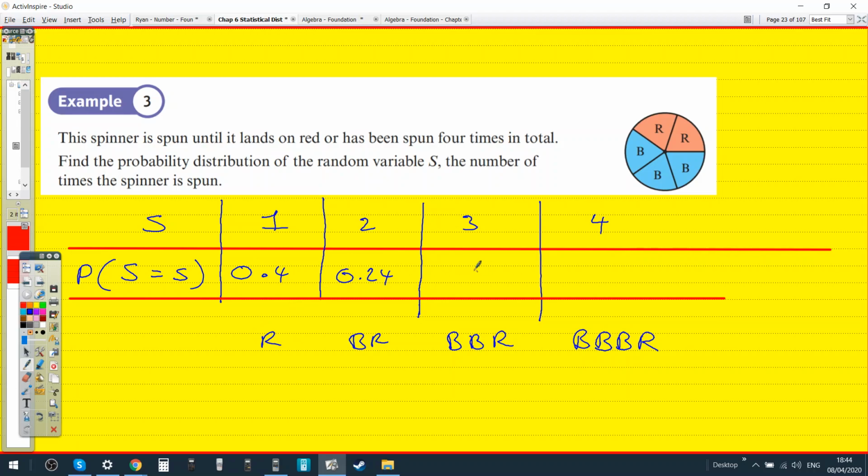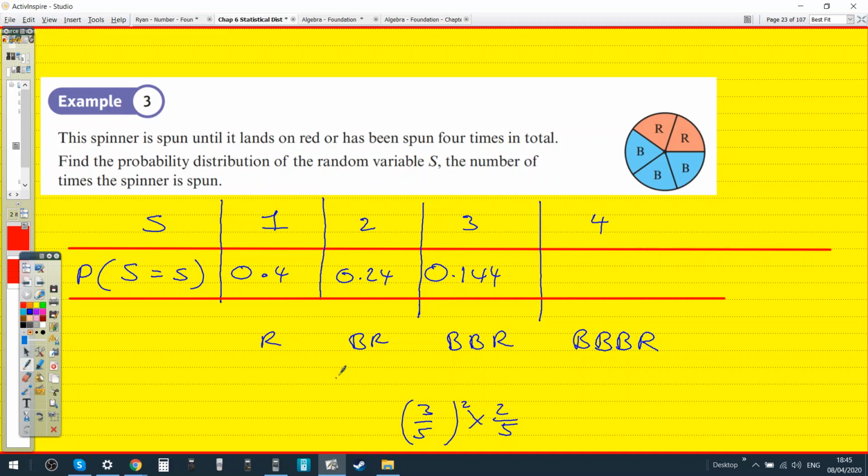And then would it be 3 over 5 times 3 over 5 times 2 over 5, which is 0.144. And the last one would be 0.0864. And if you added those up, you'd be a little shy of 1.